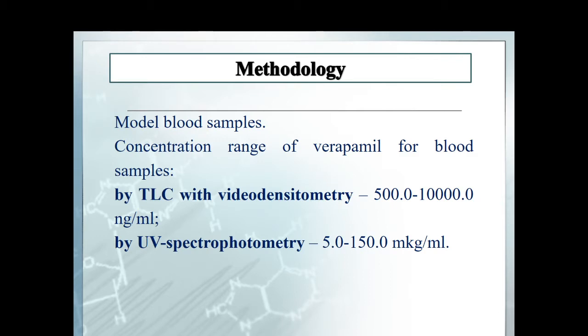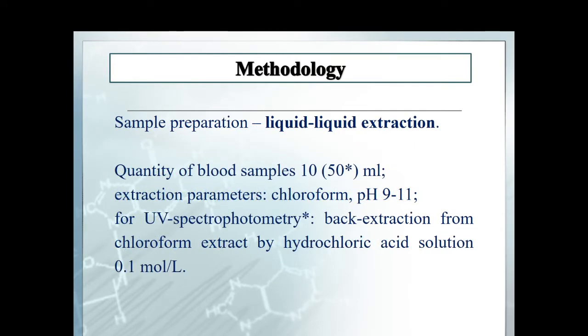The concentration range of verapamil in blood samples was from 100 to 5000 nanogram per milliliter for thin-layer chromatography with video densitometry, and from 5 to 150 microgram per milliliter for UV spectrophotometry. Preparation of blood samples was done by liquid-liquid extraction. Blood sample quantity was 10 milliliter. Extraction parameters are chloroform at pH value from 9 to 11.